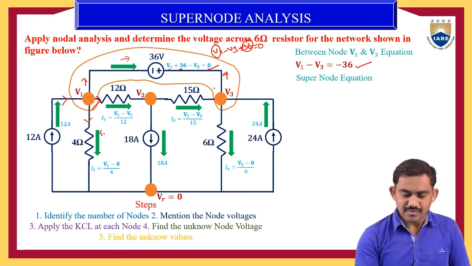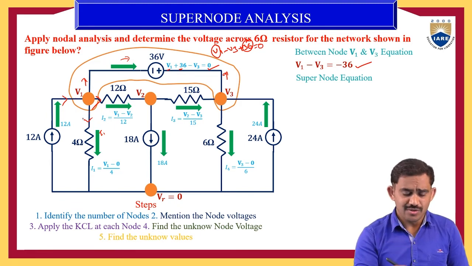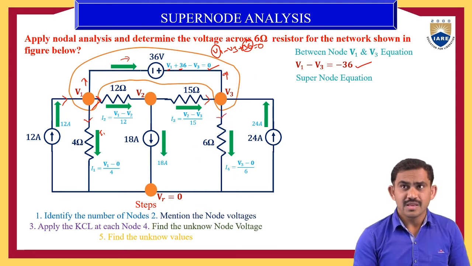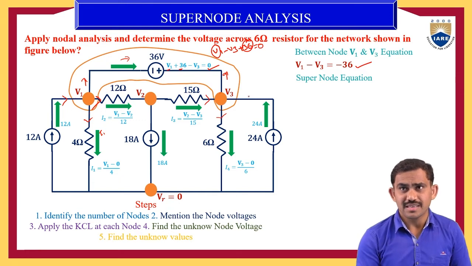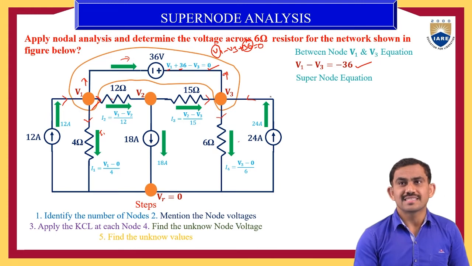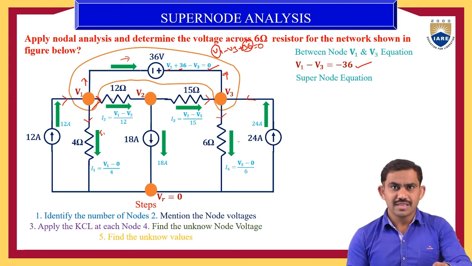Then V1 is completed, now V3. V1 and V3 are the same node now. At V1 we have 3 currents and at V3 we also have 3 currents. I3 is incoming and I4 is outgoing, as well as 24 amps incoming. So 1, 2, 3, 4, 5, 6. So 6 currents are at one node. That is your super node.